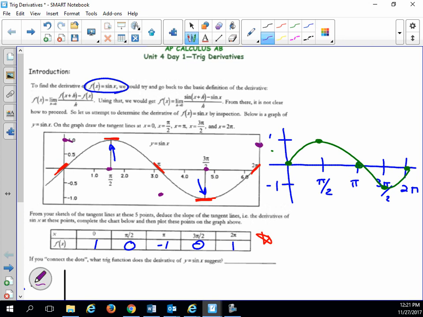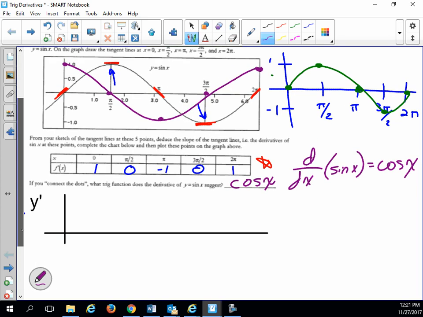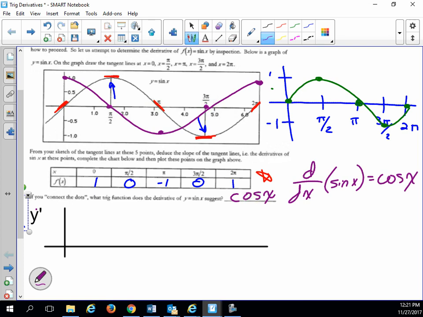So what happens when we play connect the dots? And again, nice curves with sine graphs. Ha! Does that graph look familiar? It should. The purple graph is the graph of cosine x, which means that the derivative of sine x is cosine x. Okay? So that's something that I gotta remember. The derivative of sine x is cosine x. And I have y prime sitting up here. This is y prime.